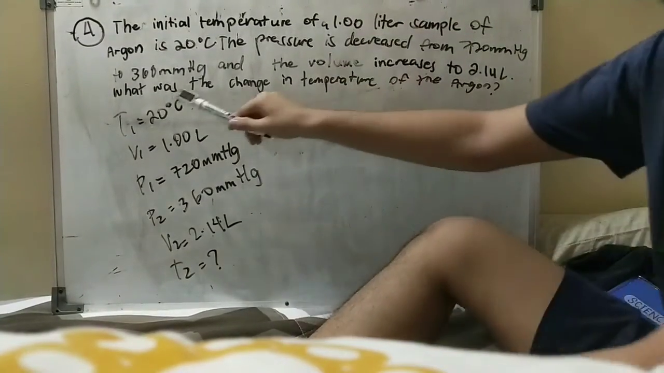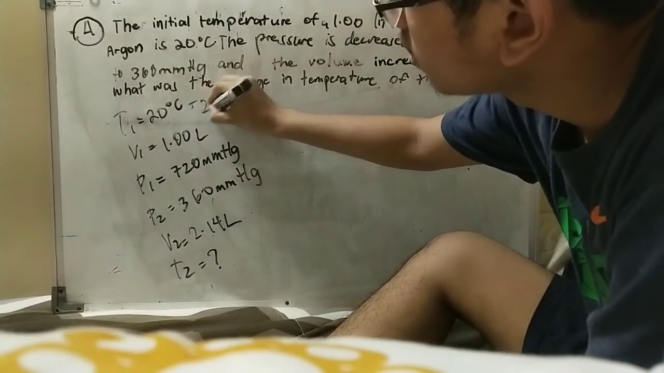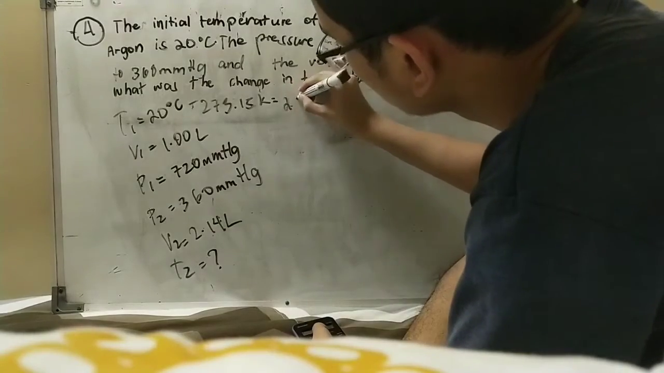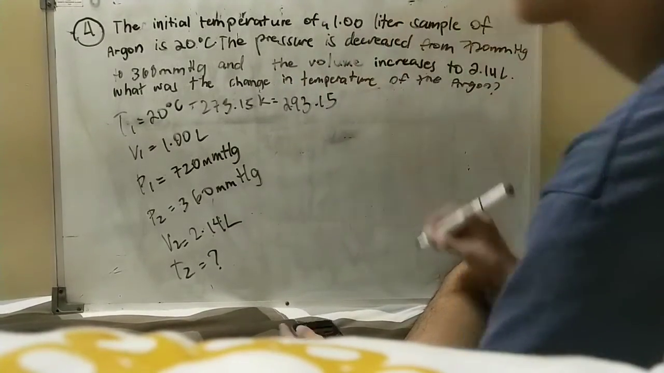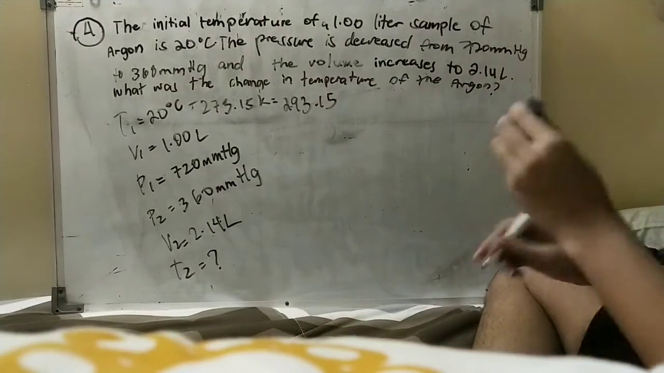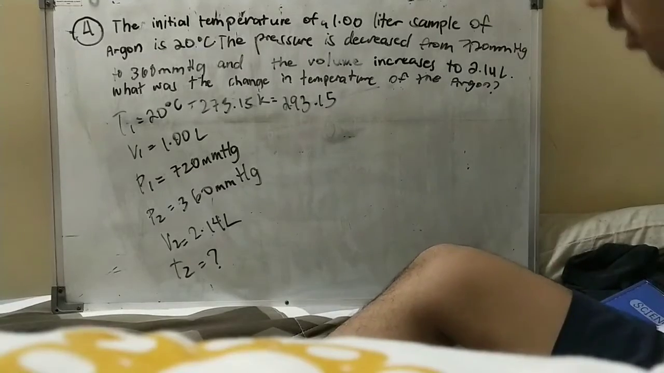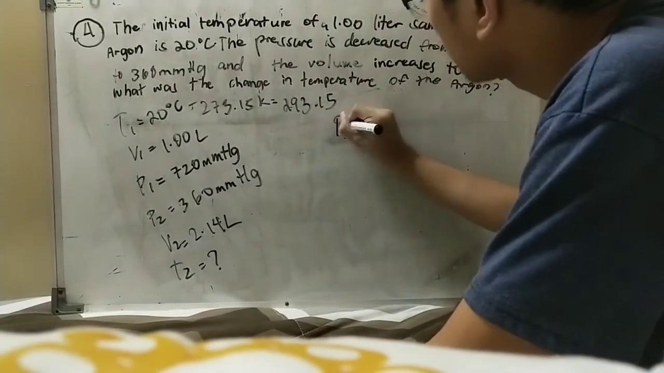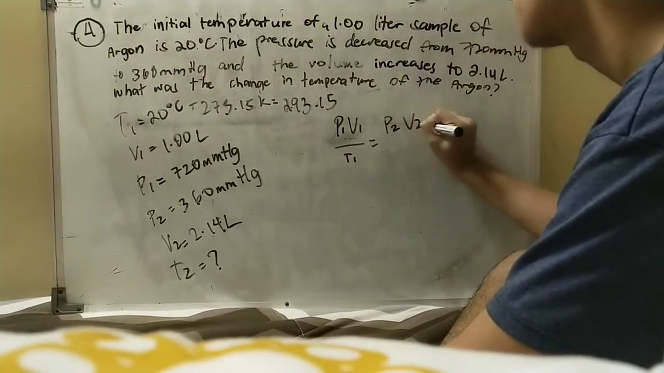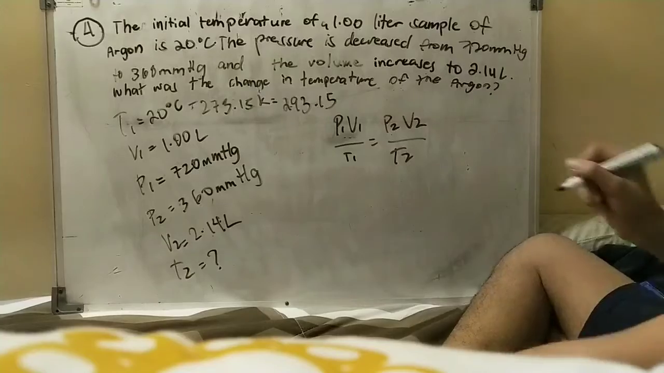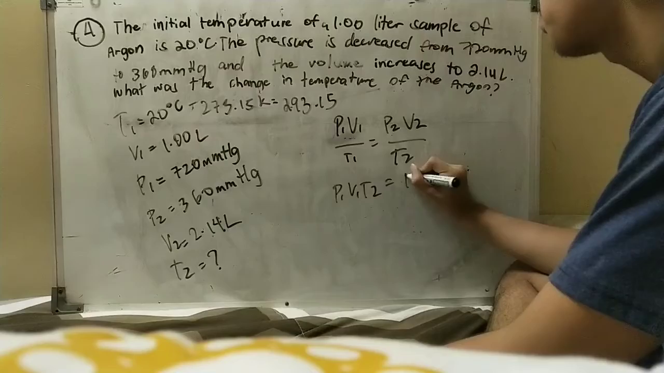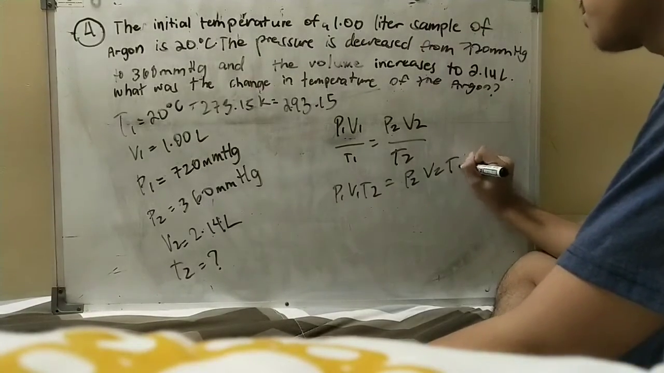But first, we need to convert this to Kelvin. So 20 plus 273.15, which is 293.15 Kelvin. Then, we do the derivation of the formula. So, our formula is P1 V1 over T1 equal to P2 V2 over T2. We then do the cross-multiplying method: P1 V1 T2 equal to P2 V2 T1.